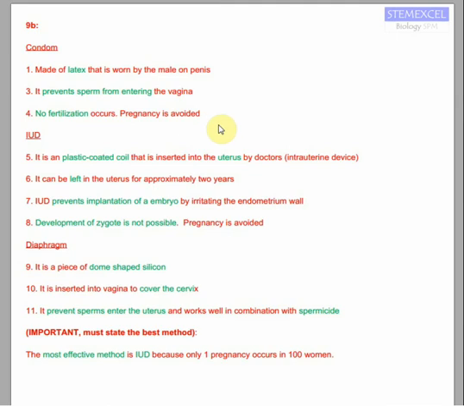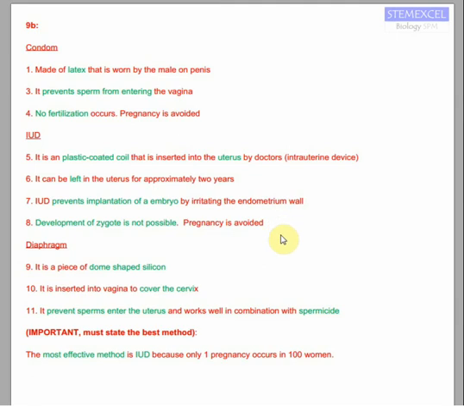For IUD, which stands for intrauterine device, it is actually a plastic coated coil that is inserted into the uterus by doctors, and that's why it's called the intrauterine device. It can be left in the uterus for up to 2 years. And this prevents implantation of the embryo by irritating the endometrium wall, and because of that, the development of the zygote is not possible, and also then you do not have any pregnancy.